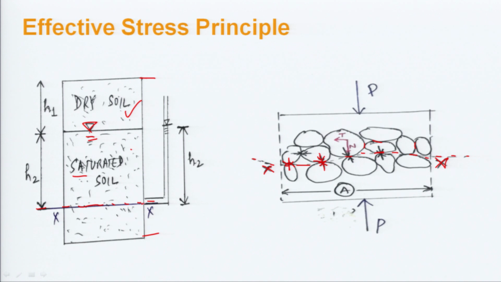So, if you insert a piezometer at this section, say XX, the water will rise to what level? To the level where the water table is present. So, you can see here the pore water pressure U will be the height H2 to which it has risen, H2 into the unit weight of water, that is U = H2 × gamma W.